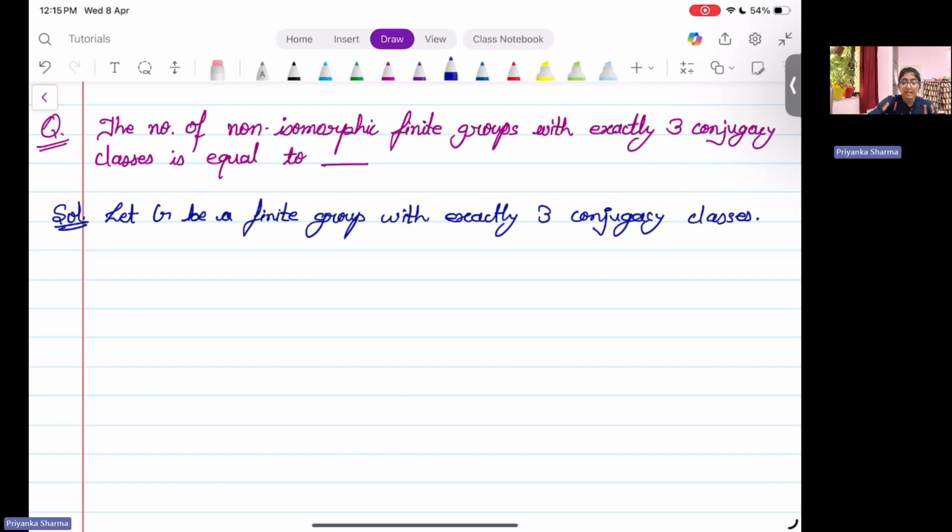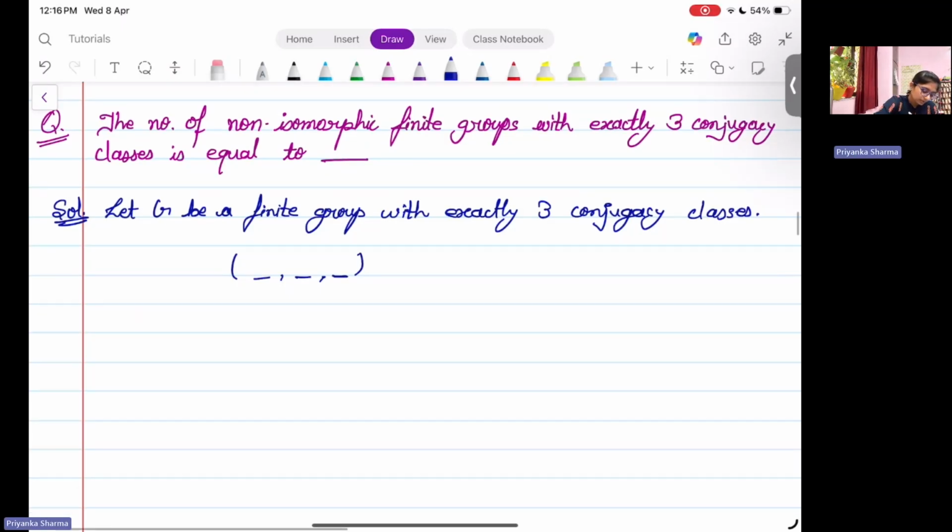Does it mean that we have 3 conjugacy classes for G? When we write the class type, we have 3 numbers here, okay? And all are in ascending form. Say here we have some alpha 1, here we have some alpha 2, here we have some alpha 3, then alpha 1 is less than or equal to alpha 2, which is less than or equal to alpha 3. We have something like this.